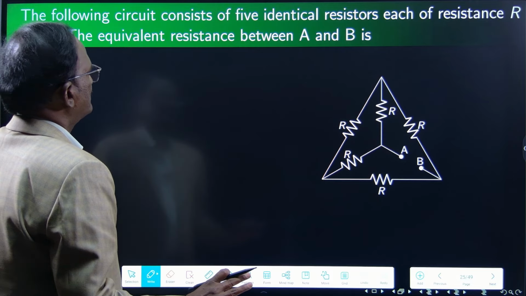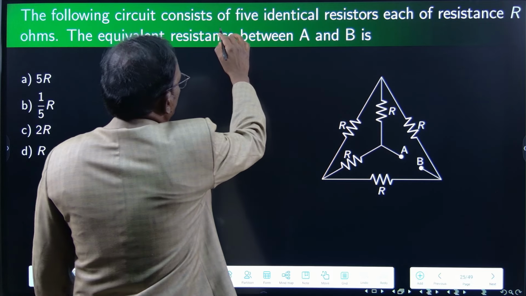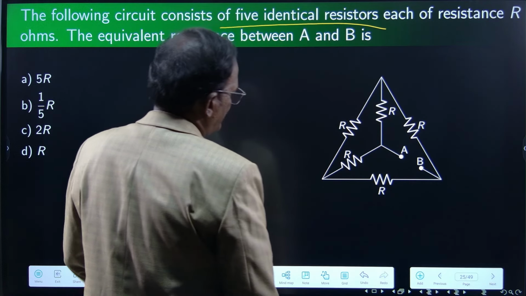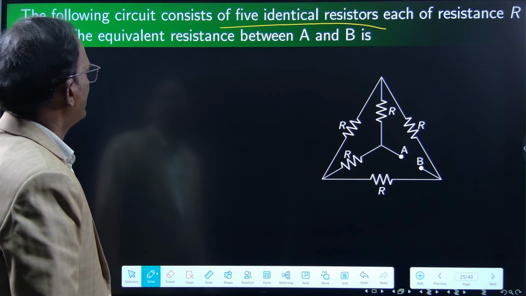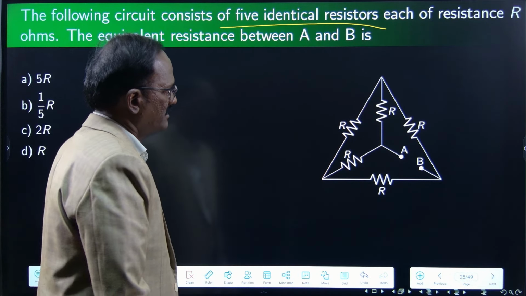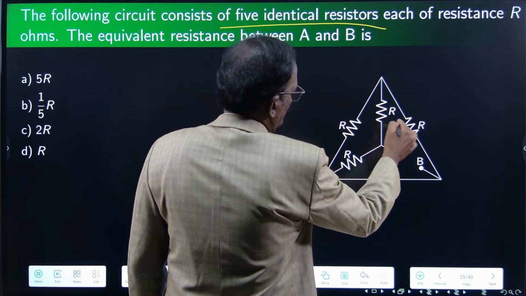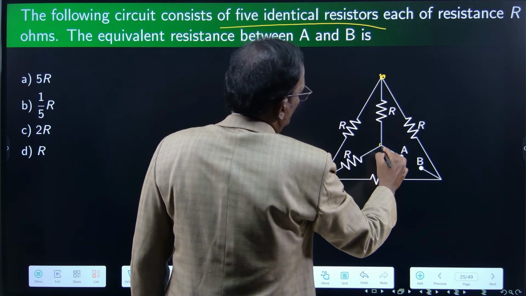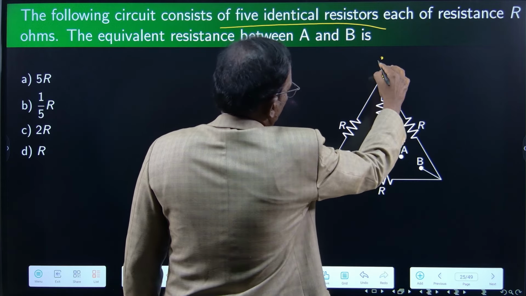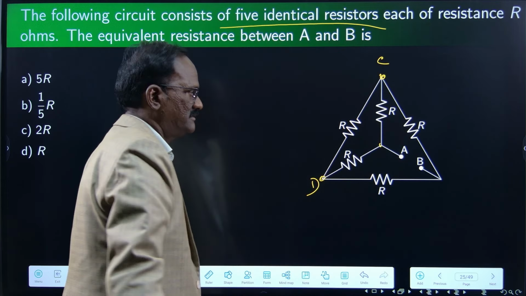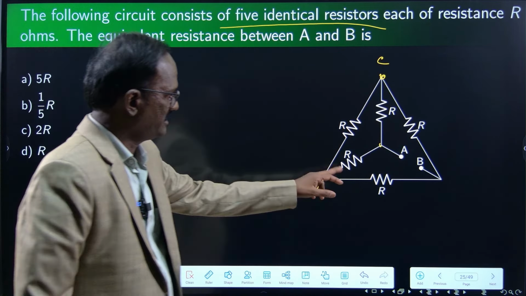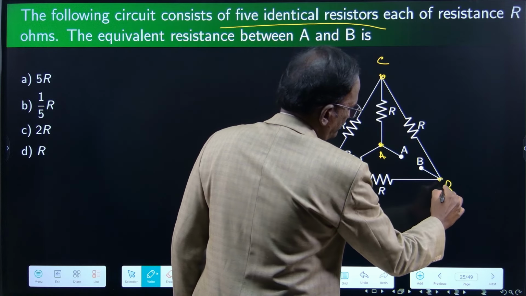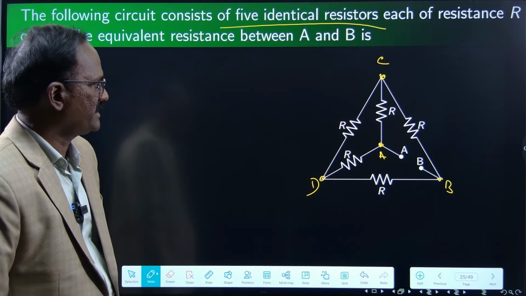The following circuit consists of 5 identical resistors. Each of resistance R ohms. The equivalent resistance between A and B is? 1, 2, 3, 4, 5 equal values, 4 nodes. This is C and D. 4 nodes. This is A. This is B. 4 nodes, 5 resistors.